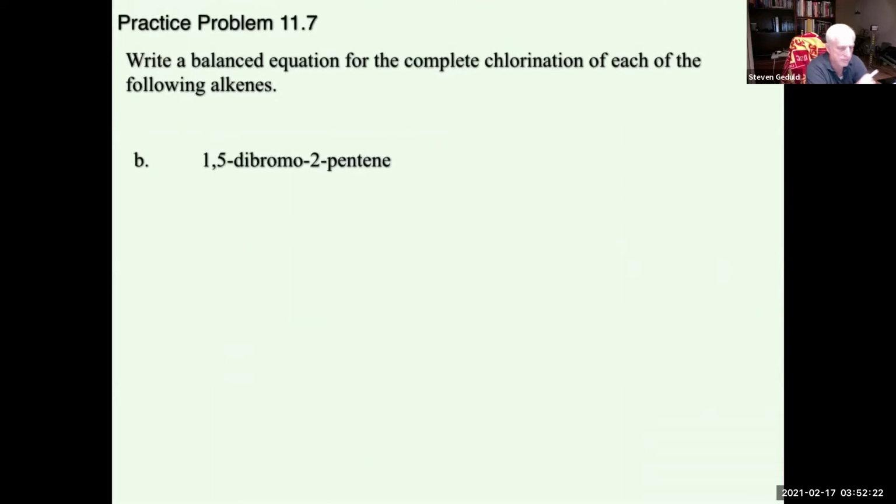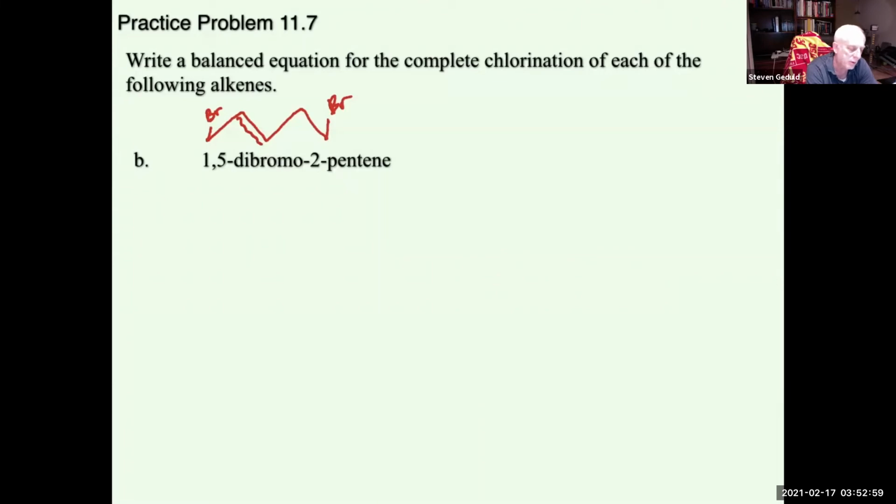1,5-dibromo-2-pentene. Okay, I'll do a line structure for a change. Pentene is 5 carbons, 1, 2, 3, 4, 5 carbons. And it's 1,5-dibromo, so at 1 and at 5, we have a bromine. Okay, and at number 2, we have a double bond.